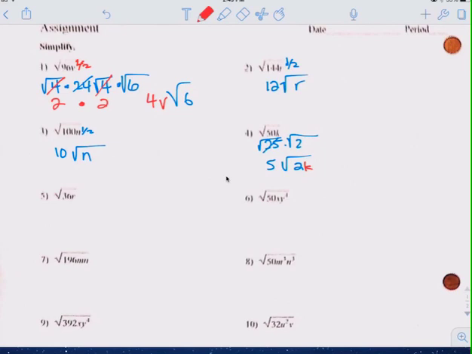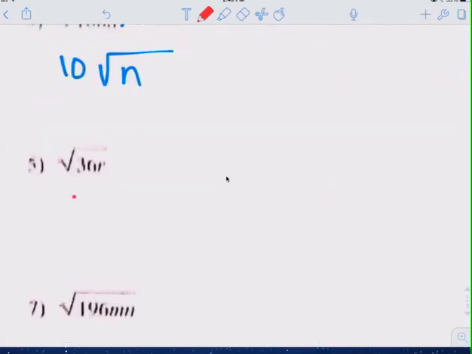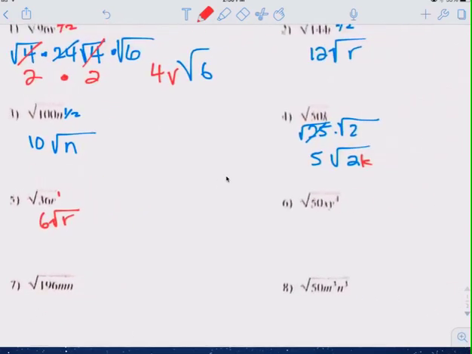So number 5, what's the answer? It would be 36, which is, wait, no, wrong. Yeah, 36. Square root of 36 is what? Is 6. So 6, and then can't divide R, so it'd be R in the radical, right? Yeah. How about number 6?